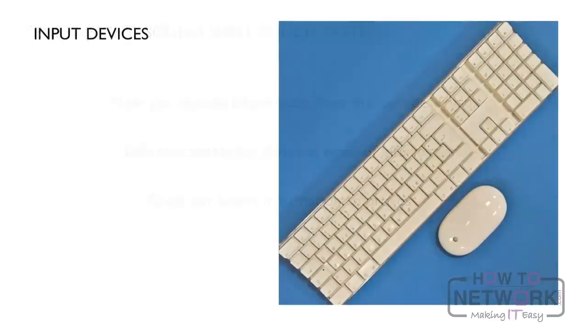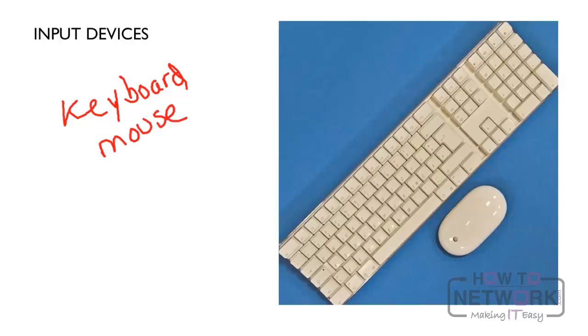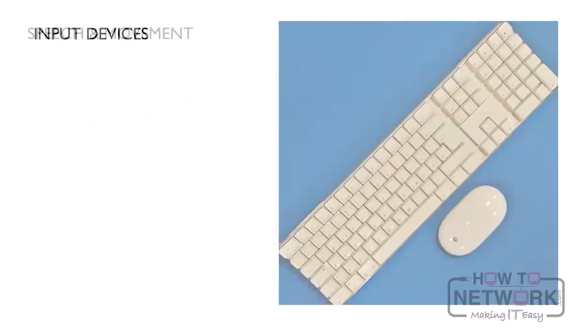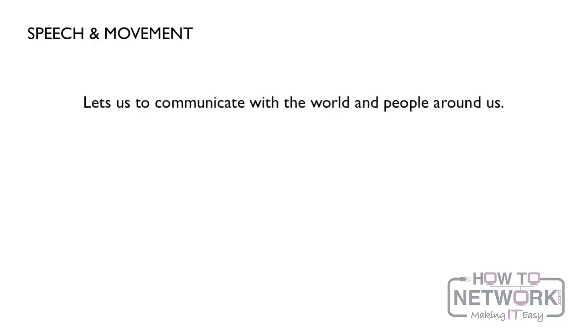And this is what we call input devices, like what I have here. A keyboard or a mouse, for instance, are our 2 most basic input devices, because they allow us to input stuff into our computer, into the CPU, into the hard drive. And this is very different from speech and movement, right? These are the outputs. This is what lets us communicate to the world and people around us.